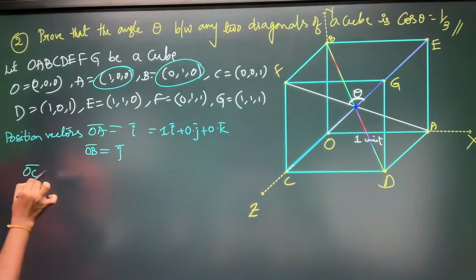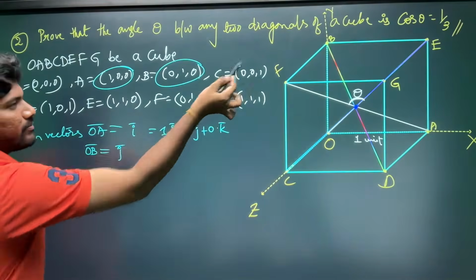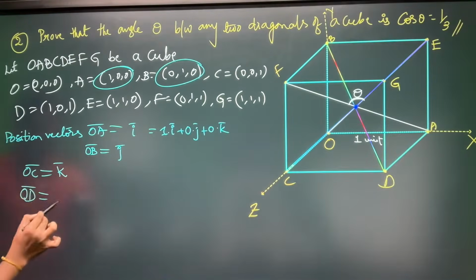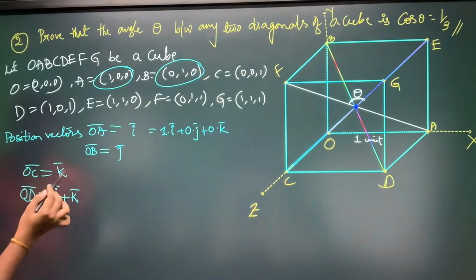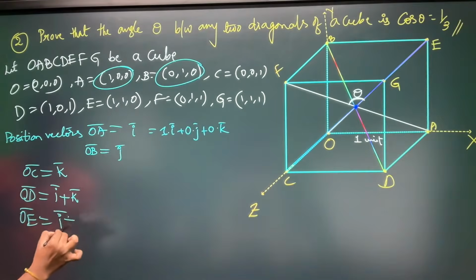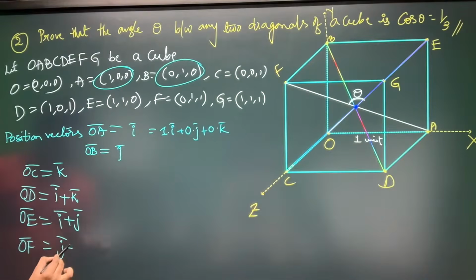Tell me clearly, OC bar is equal to 0 into I bar plus 0 into J bar plus 1 into K bar. Next, OD bar is equal to I bar plus 0 into J bar plus 1 into K bar, that is I bar plus K bar. OE bar is equal to I bar plus J bar. Next, OF bar is equal to J bar plus K bar.